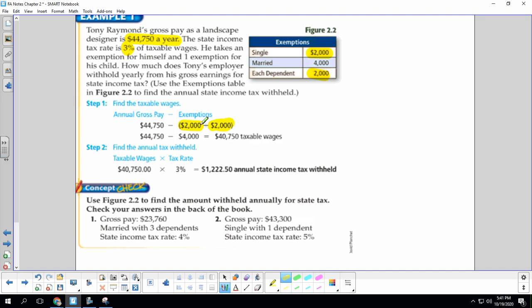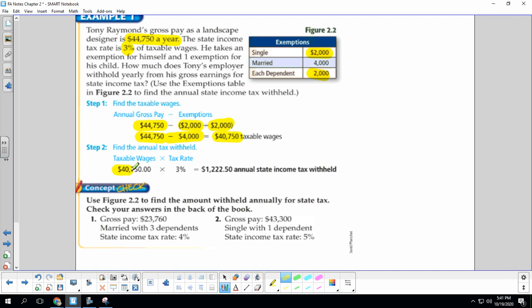So we're going to subtract $4,000 from his annual gross pay. So he is not going to get taxed on $4,000 of his $44,750. So he's only going to get taxed on $40,750. The good news is, the more you can subtract out, the smaller the amount used to calculate your tax, and the smaller the amount of taxes you have.